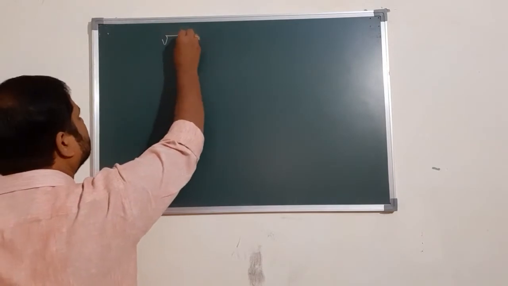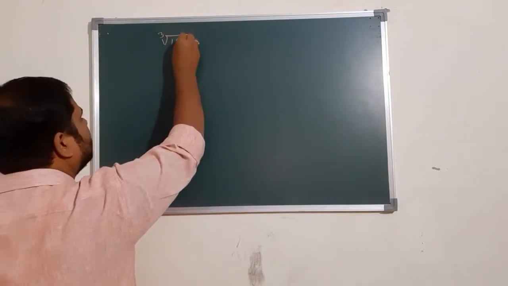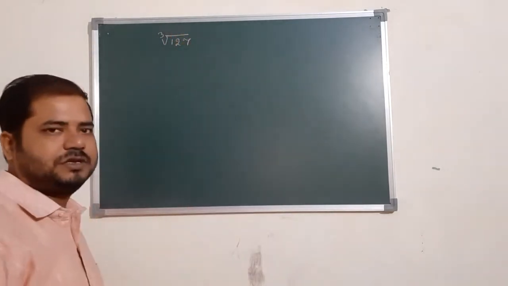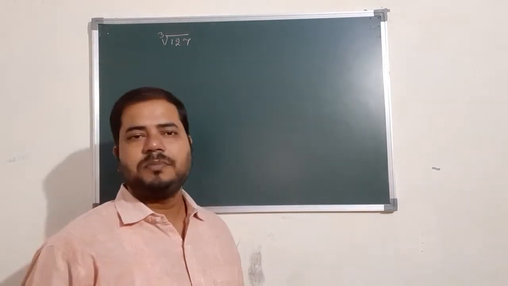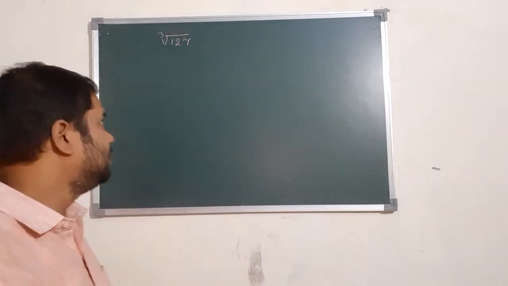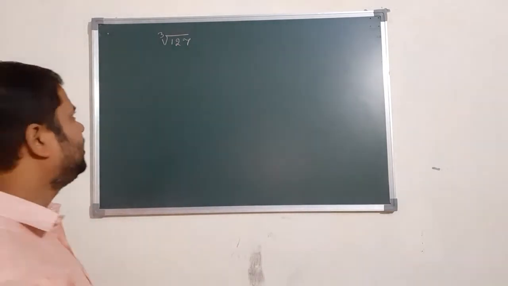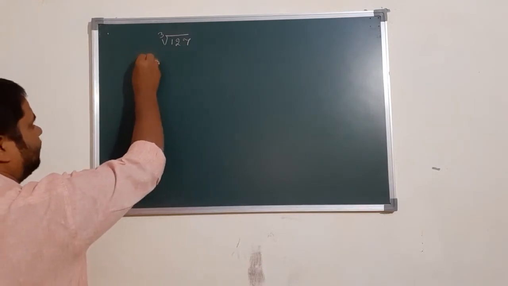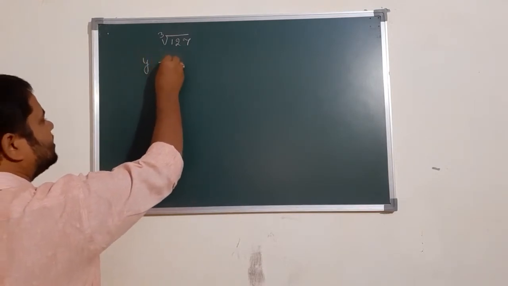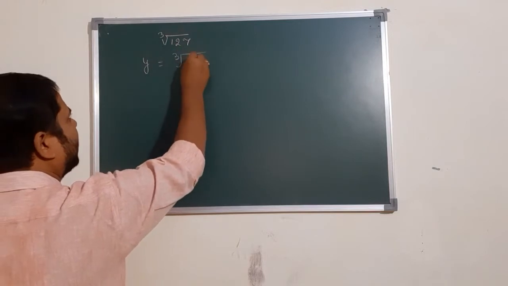First, you solve. Find the approximate value of cube root of 127 using differentiation. We need to find the approximate value of cube root of 127 using differentiation. So first of all, we consider the function. What is the function? y is equal to cube root of x.